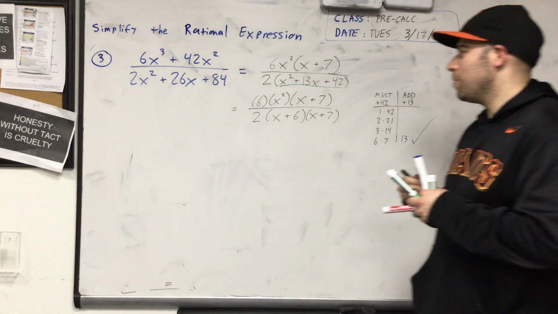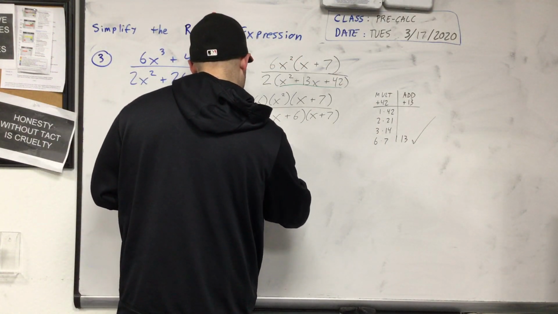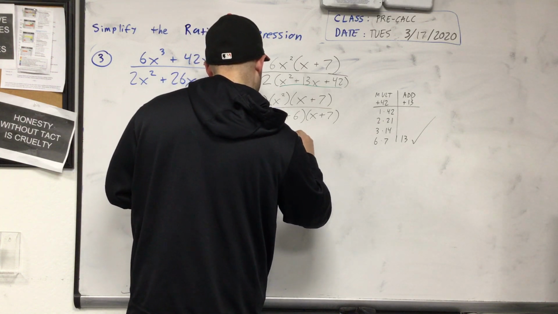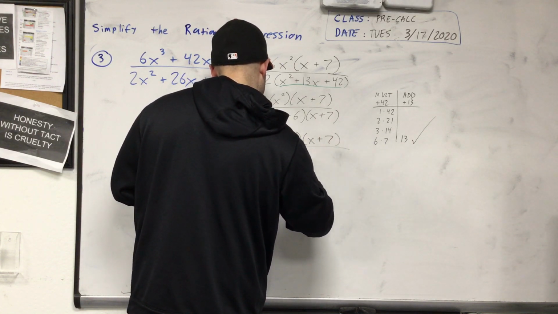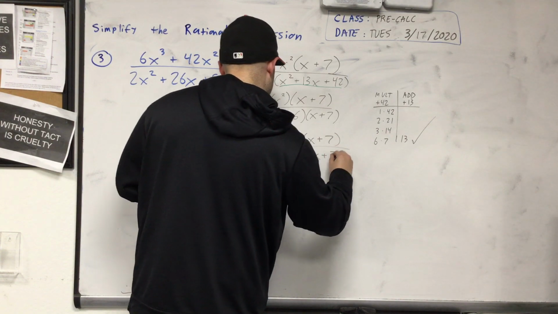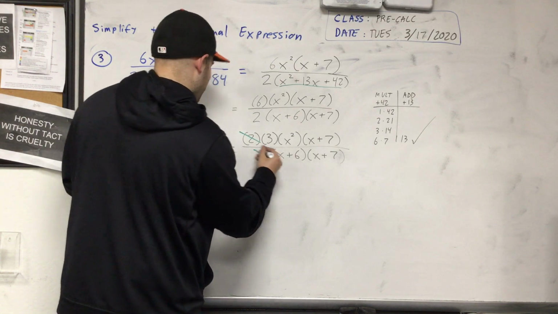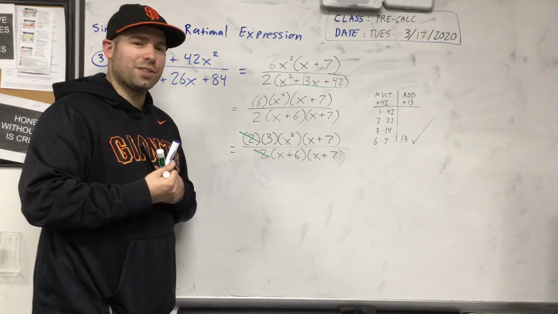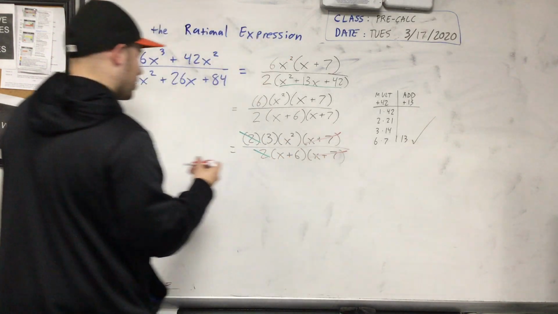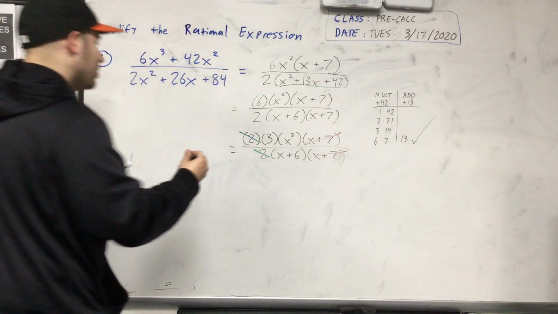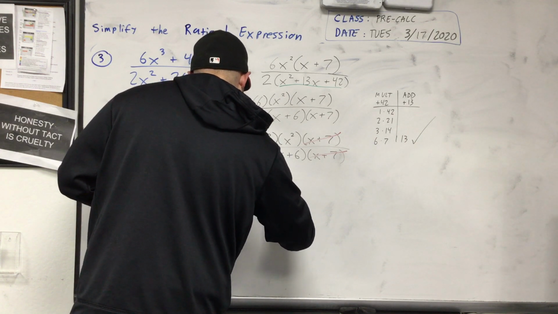And now I'm going to factor even more because I notice I factored out this 2. I'm going to break this up into 2 times 3 times x squared times x plus 7, all that over 2 times x plus 6, x plus 7. So now I'm going to cancel as I like. The 2 cancels out with the 2. Any other factors that can cancel out? Yeah, the x plus 7 is going to cancel out with the x plus 7. Therefore, the final simplified version of this rational function is 3x squared over x plus 6.